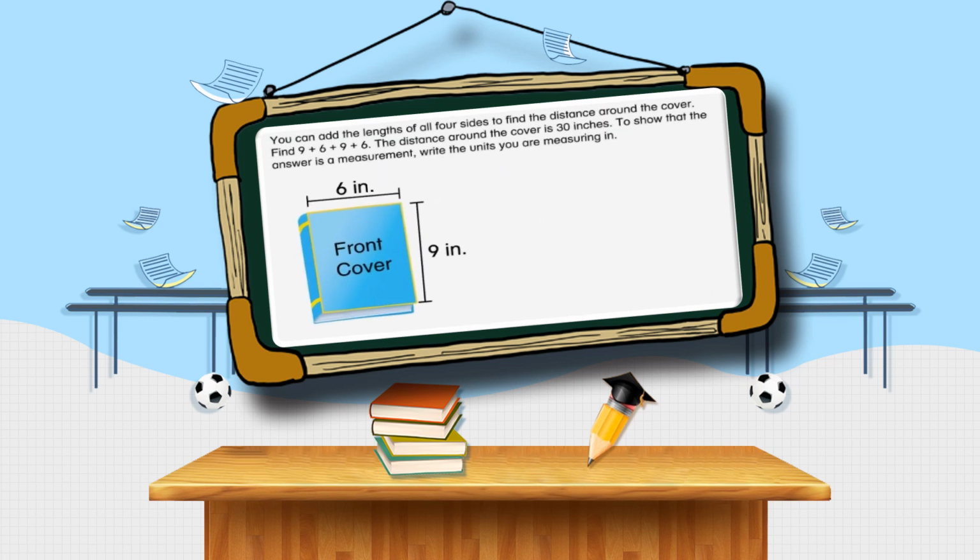You can add the lengths of all 4 sides to find the distance around the cover. Find 9 plus 6 plus 9 plus 6. The distance around the cover is 30 inches. To show that the answer is a measurement, write the units you are measuring in.